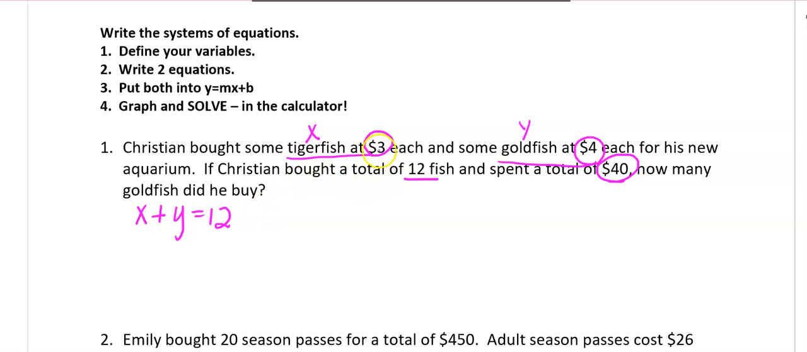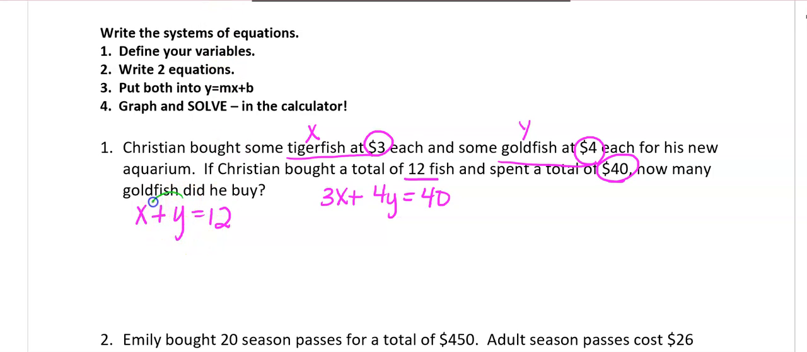Then I'm going to go over in the value. The value of each tiger fish is 3, so that would be 3x plus 4y equaled a total of $40. So money, money, money, value, value, value together. So I'm going to solve them both for y now.